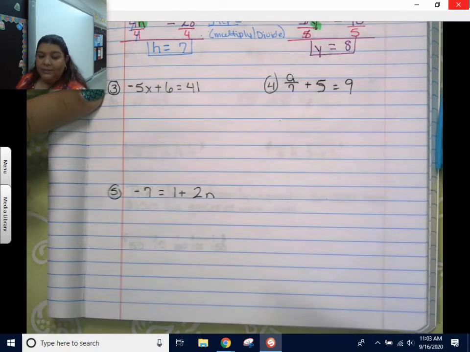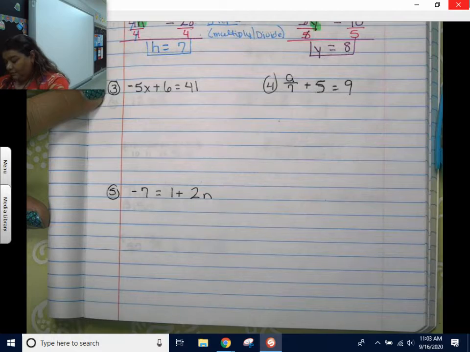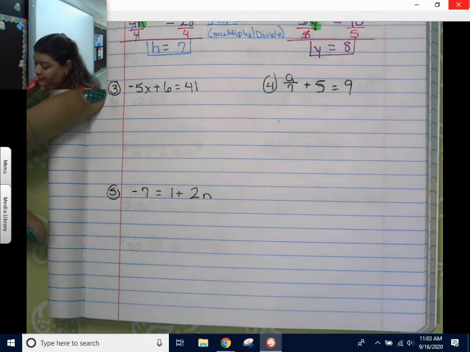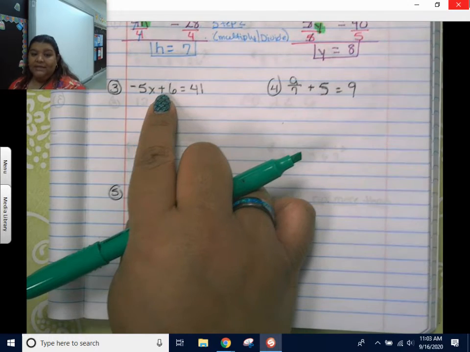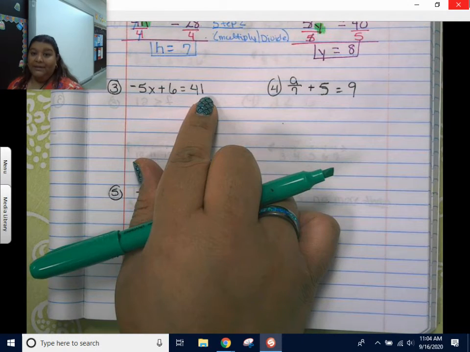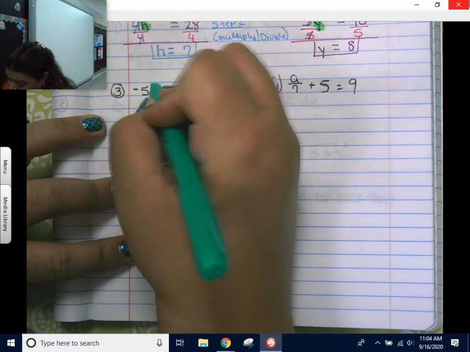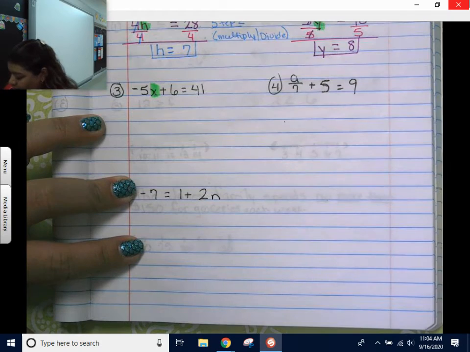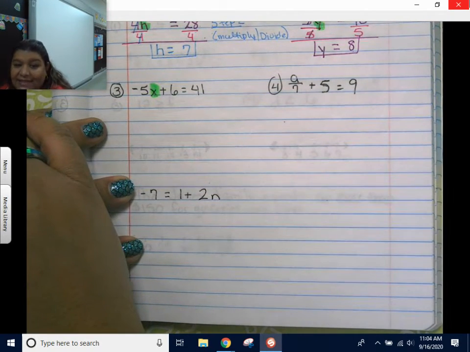Move down here. If you need to pause it to write number 5 down, go ahead. Okay, number 3. Negative 5 times something plus 6 will give me 41. Let's find that something. Okay, first step. Good. Let's isolate that variable. Okay. Second step. I have a negative 5 and a 6 to get rid of.